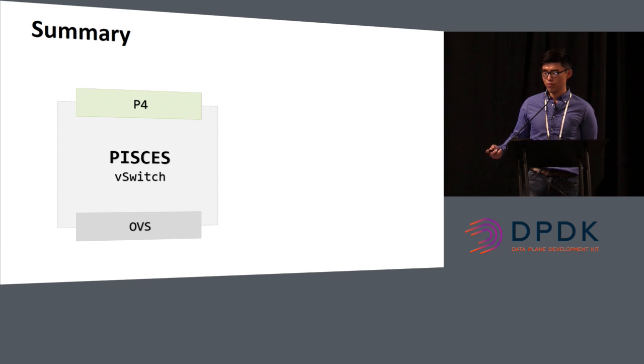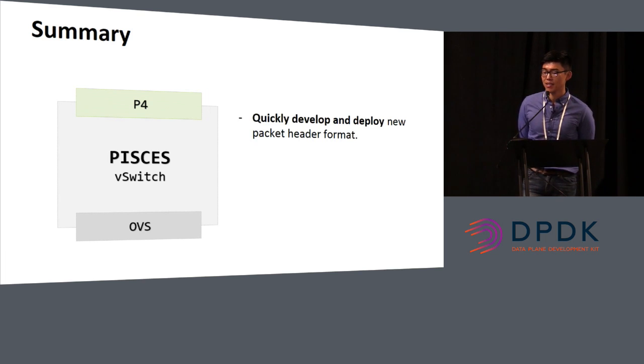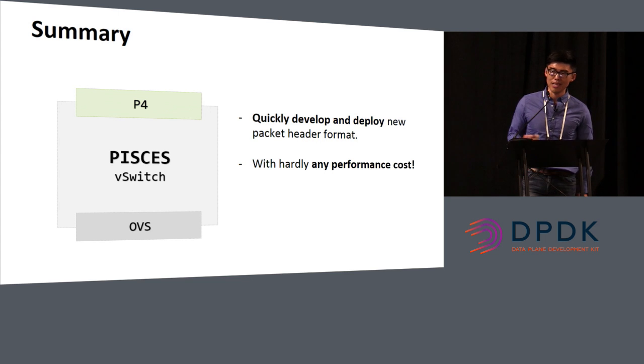So in summary, we have PISCES OVS, and it is a tool to quickly develop and deploy new packet header formats. You could imagine multiple applications for this for different data centers, and mostly this is for data centers using custom protocols and custom headers. And with hardly any performance cost. So you're gaining a lot of flexibility without any performance cost.